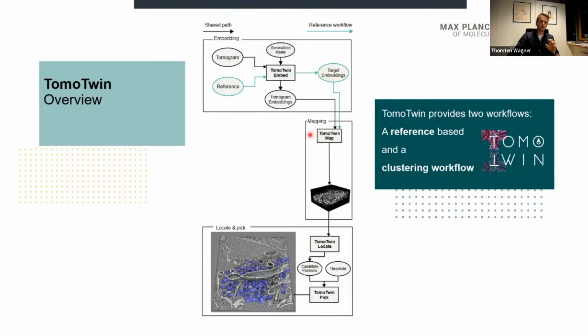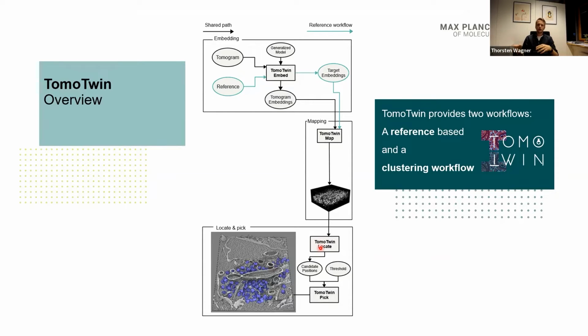Those two, so the embeddings go both into TomoTwin map, which basically calculates a probability map where TomoTwin thinks your protein is located. And TomoTwin locate is then identifying the individual hotspots where your proteins could be. And then you can use our Napari plugin to look at how the picks actually look and filter them as you want. The second workflow is a clustering workflow.